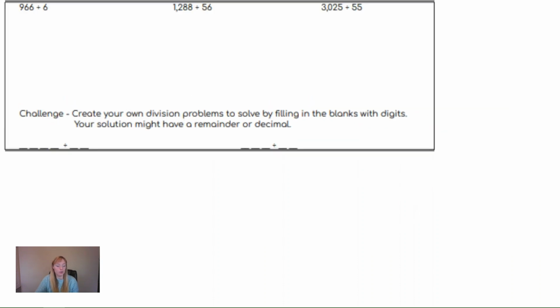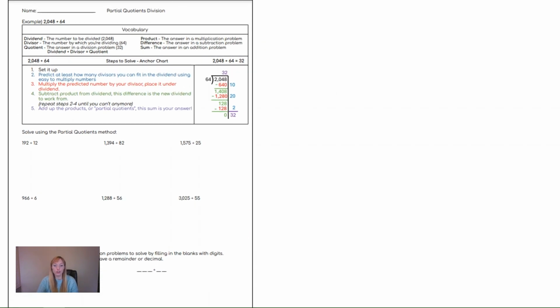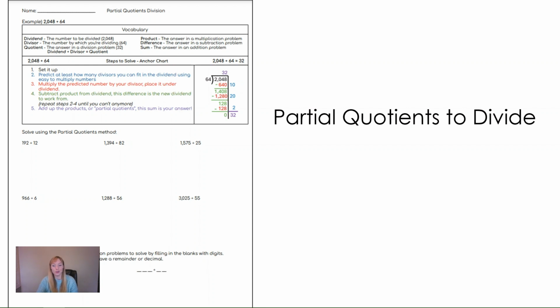So today we learned the partial quotients method to divide.